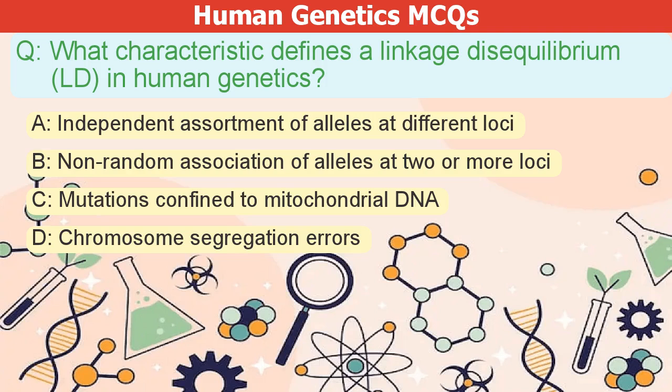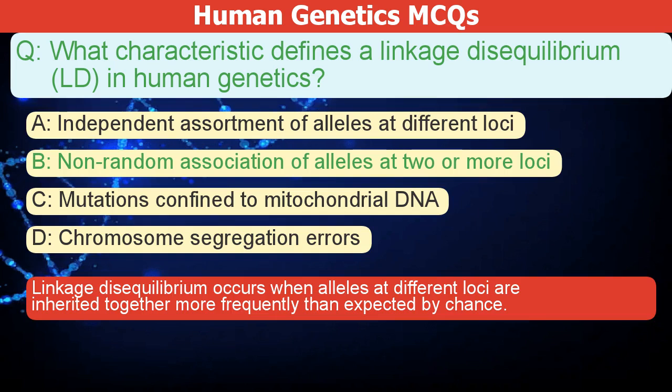What characteristic defines a linkage disequilibrium, LD, in human genetics? A. Independent assortment of alleles at different loci. B. Non-random association of alleles at two or more loci. C. Mutations confined to mitochondrial DNA. D. Chromosome segregation errors. The correct answer is B. Linkage disequilibrium occurs when alleles at different loci are inherited together more frequently than expected by chance.